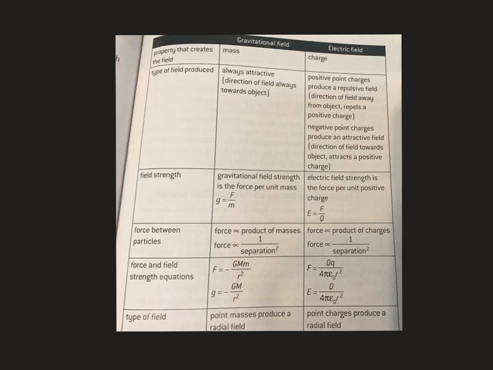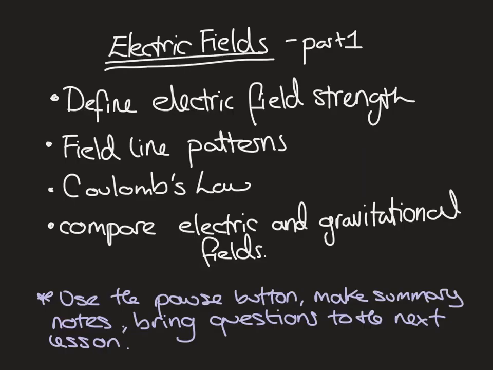And then finally, in terms of the type of field, with both of them, we've got point masses and point charges producing radial field patterns. So within this video, just to recap, we've looked at field line patterns, we've defined Coulomb's law, we've defined the electric field strength, and we've compared electric and gravitational fields.